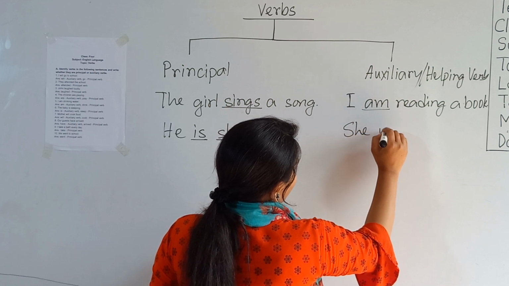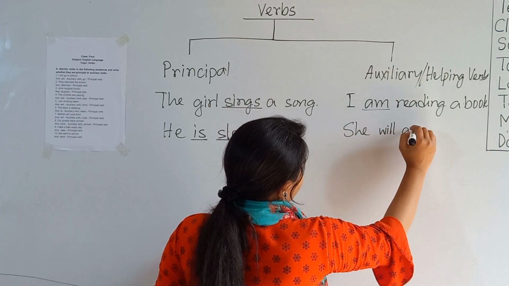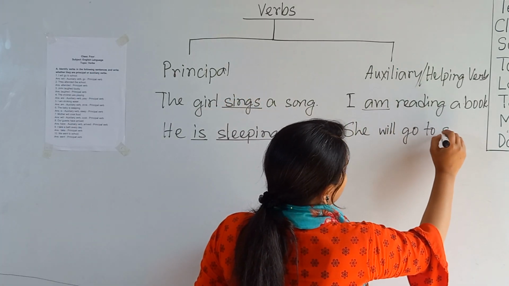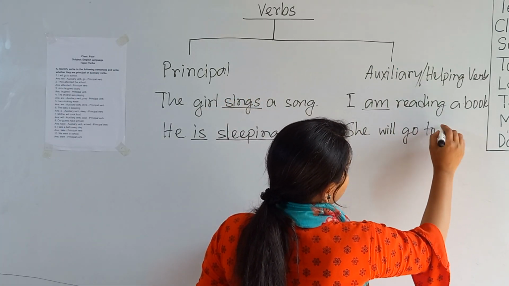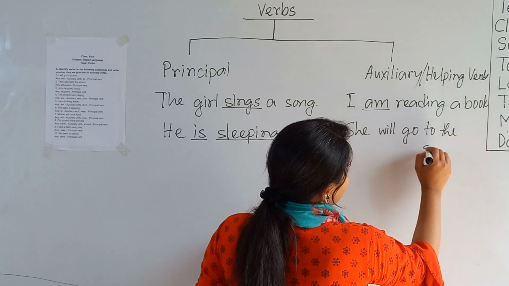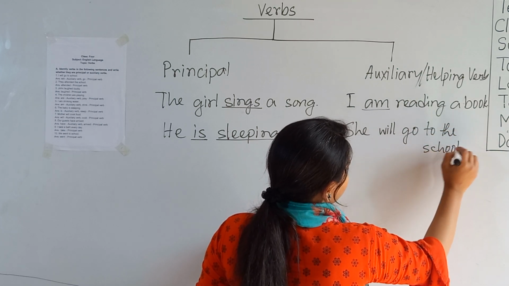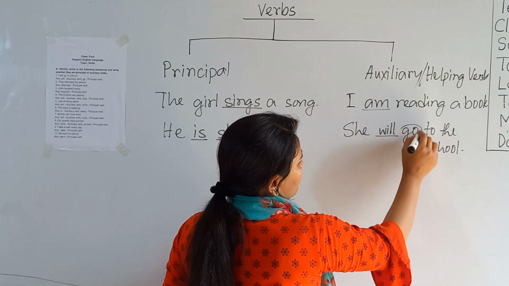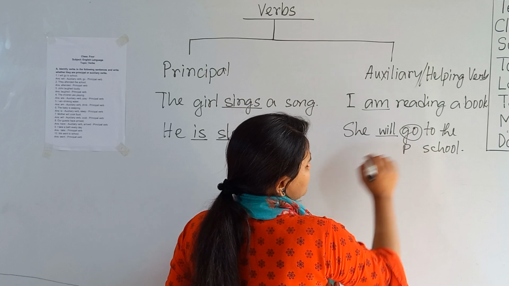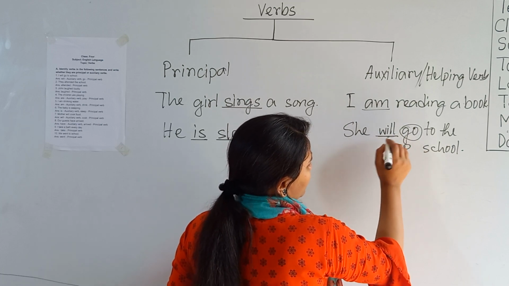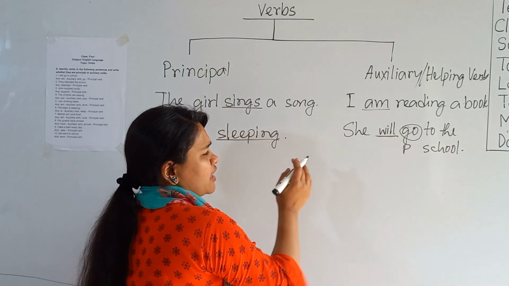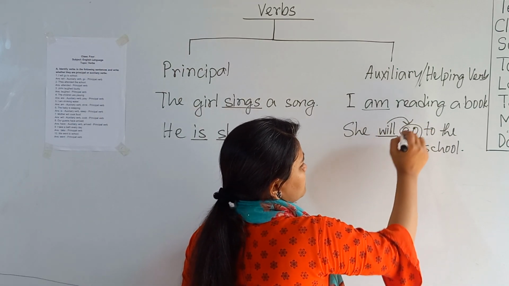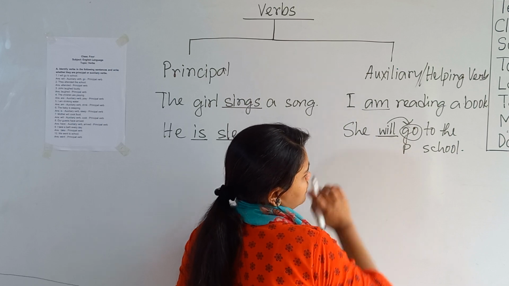She will go to the school. So will is the auxiliary verb and go is our what? We all know it is the principal verb. So here will doesn't have its own meaning, but it helps this principal verb. That's why it is called an auxiliary verb.